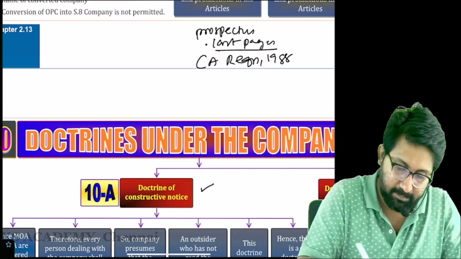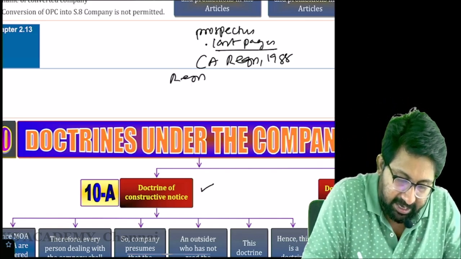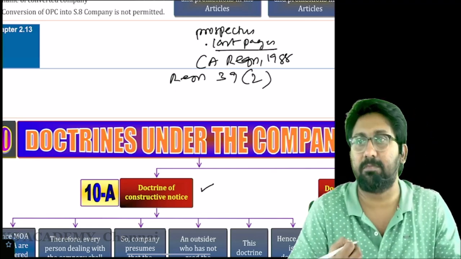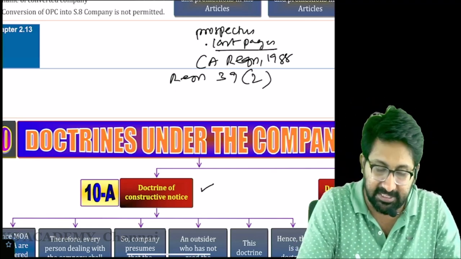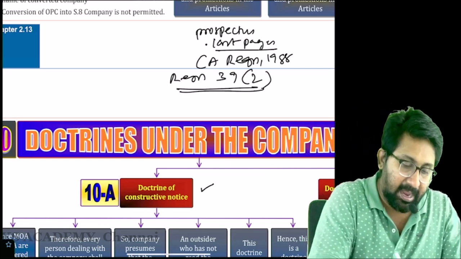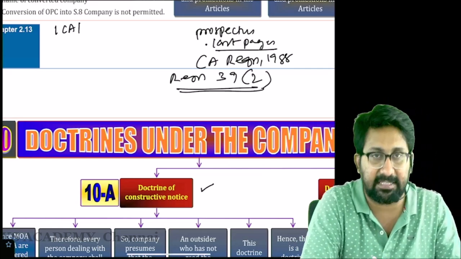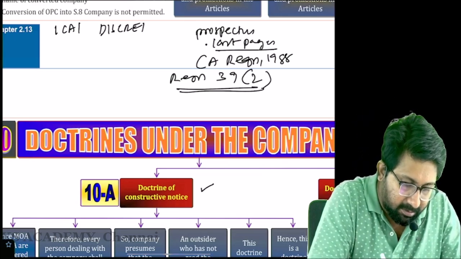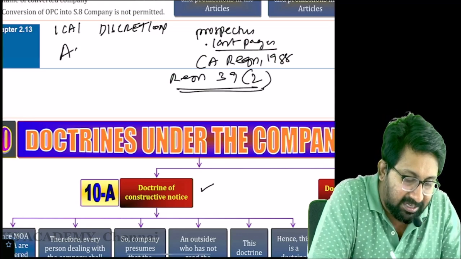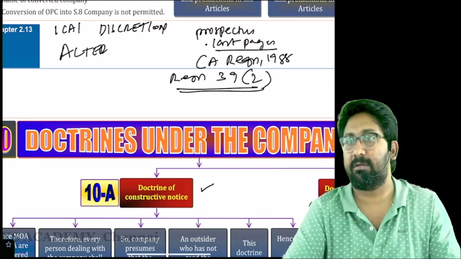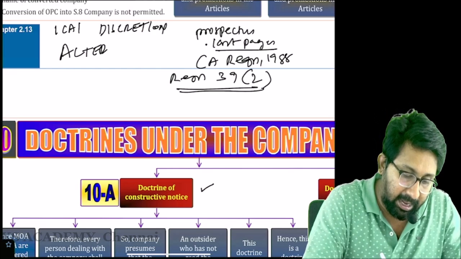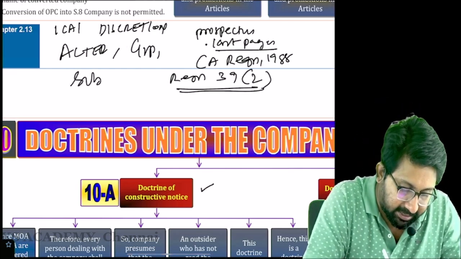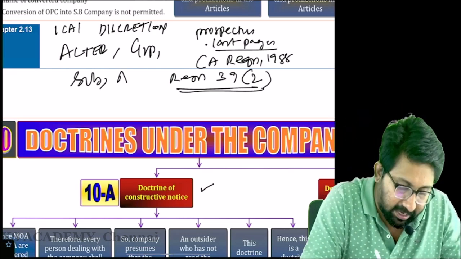In this, regulation number 39, sub-regulation number 2, they have written that ICAI has absolute discretion to alter the marks of a student either in a group or in a subject or in aggregate.